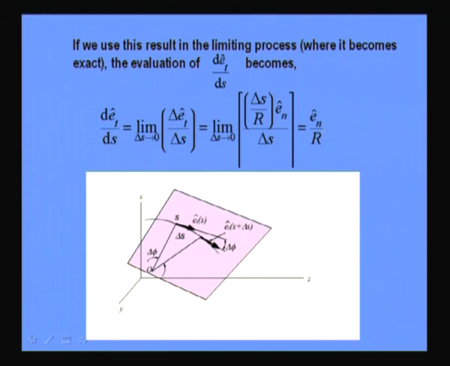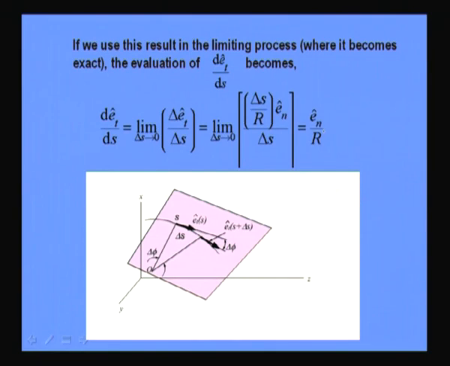That means, if you differentiate the unit tangent vector with respect to S, the magnitude of that differentiation is 1 by R, where R is the radius of curvature, and it is in the direction of the principal normal, that is En.